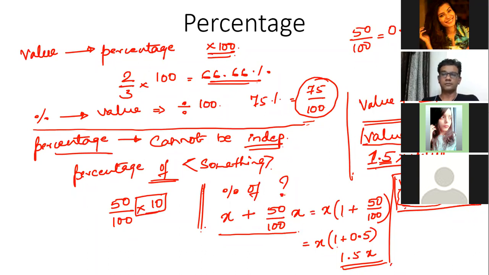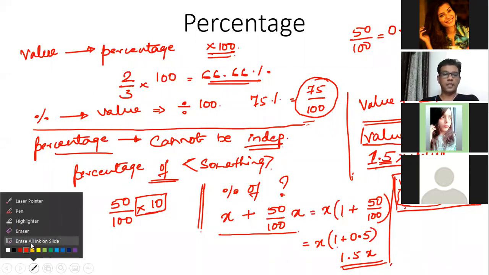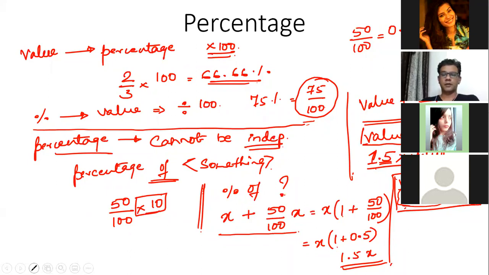Sir, my network was bad. Can you repeat this? Repeat which one? The value part. So did you understand the x plus 50 by x, 50 by 100? This was clear with you? Yes, sir. No, your network is really bad. I'm unable to hear you. Yes, sir, I understood that part. You understood that part, okay.